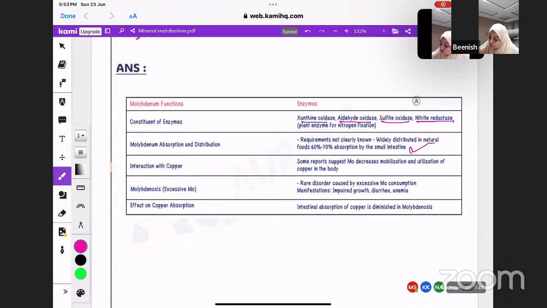Now, interaction with copper: some reports suggest molybdenum decreases mobilization and utilization of copper in the body. Excess of molybdenum, that is molybdenum toxicity, is known as molybdenosis. It is a rare disorder caused by excessive molybdenum consumption. Manifestations include impaired growth, diarrhea, and anemia. Effect on copper absorption: intestinal absorption of copper is diminished in molybdenosis, that is when you have excess molybdenum.